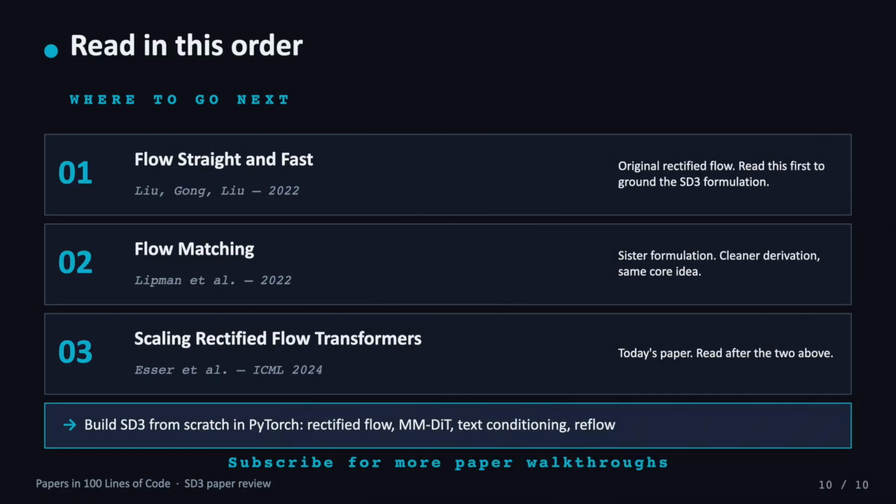If you want to dig deeper, 3 papers in order. Start with Flow Straight and Fast by Liu, Gong, and Liu from 2022. That's the original rectified flow paper. Then read Flow Matching by Lipman and collaborators, also 2022. Same core idea, cleaner derivation, often easier to follow. And then today's paper from Esser and the Stability AI team makes much more sense once you have those 2 as background.